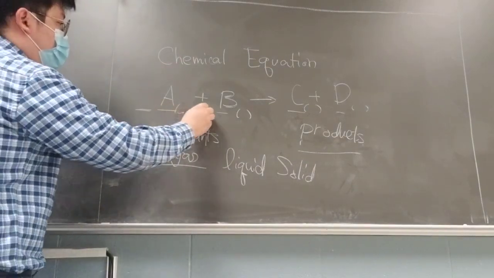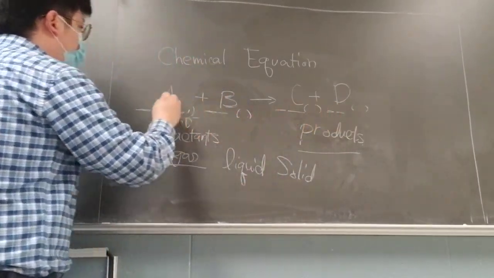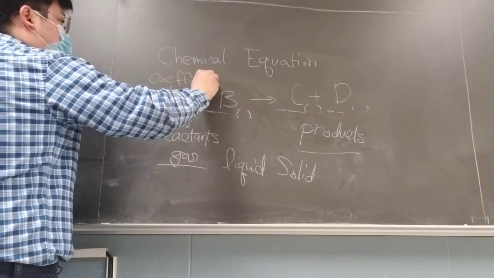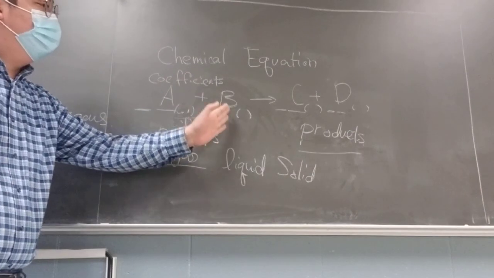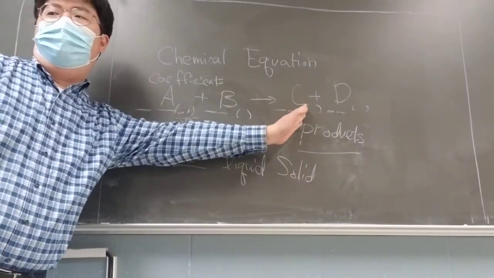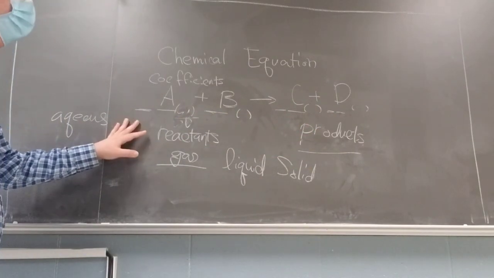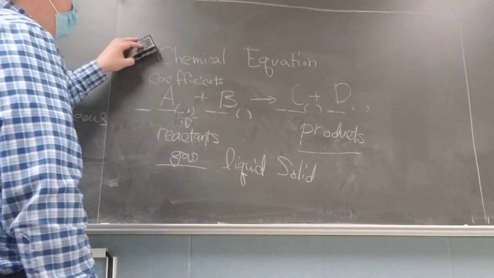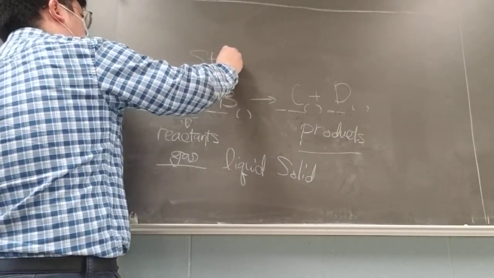Then there are some numbers in front of each reactant and product. We call them coefficients, or coefficient numbers. They tell you how many of each reactant you have, and how many of products C and D are made. This is where we're going to use stoichiometry in the chemical reaction.